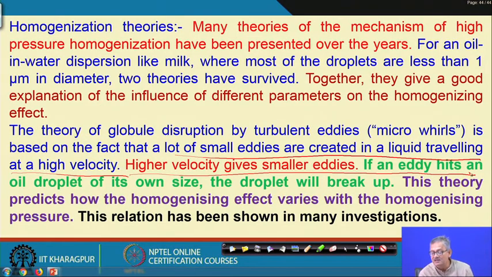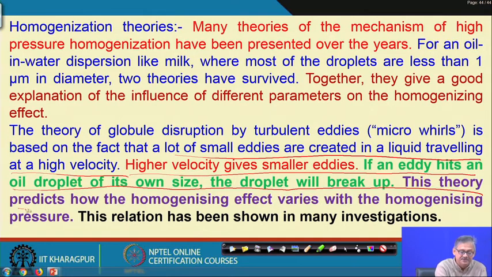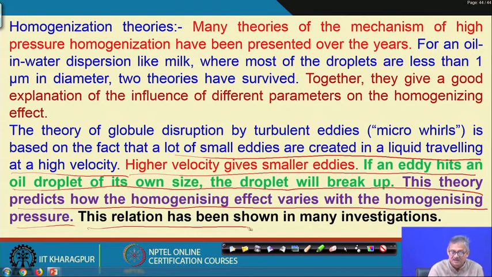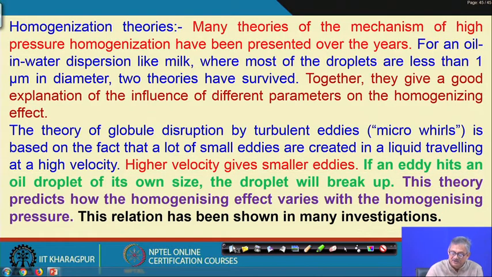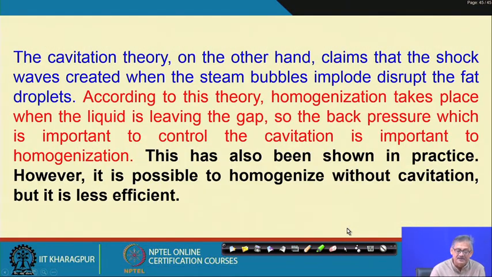Higher velocity gives smaller eddies. If any eddy hits an oil droplet of its own size, the droplet will break up. This theory predicts how the homogenizing effect varies with the homogenizing pressure. This relation has been shown in many investigations. The other one is the cavitation theory.